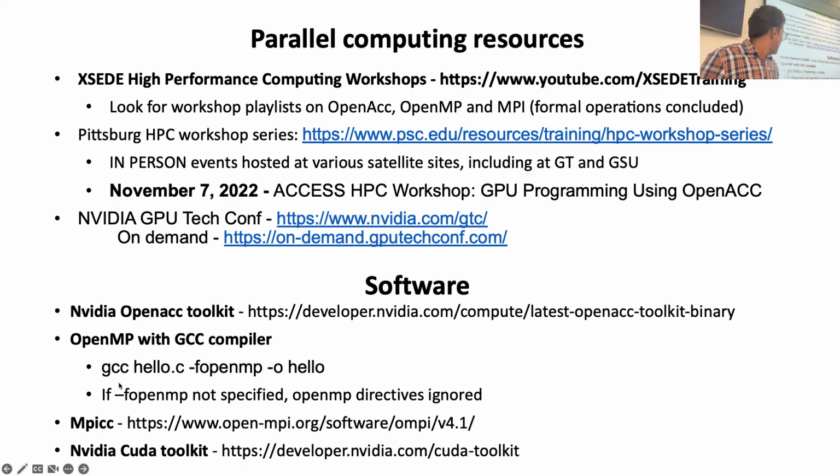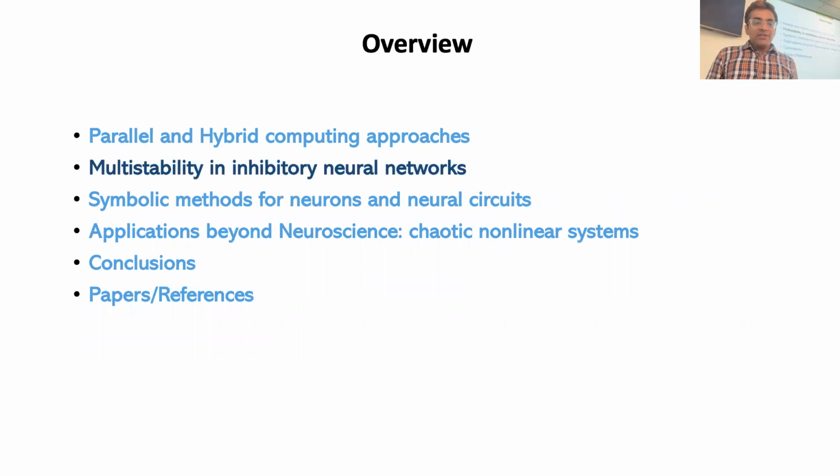So basically, this is how you tell the GCC compiler that you want to use OpenMP parallelization across CPUs. And if you do not give this directive, then it will just run as a serial code. It's very simple to use OpenMP and OpenACC, and you should all just try it in your code. So next I'm going to demonstrate how we use these parallel computing approaches in our own research. The first topic will be multistable neural networks and central pattern generators.